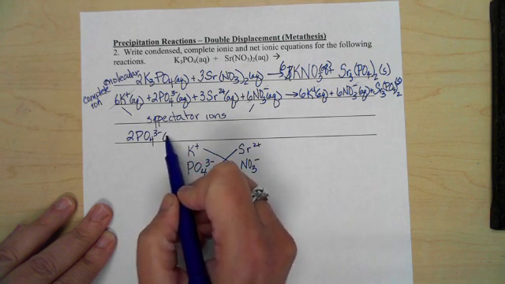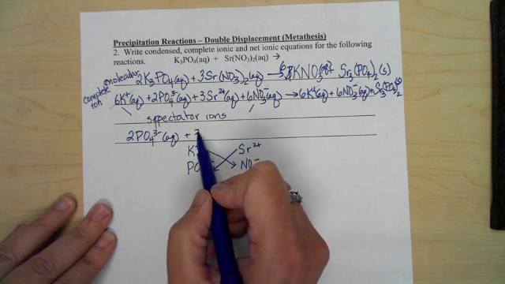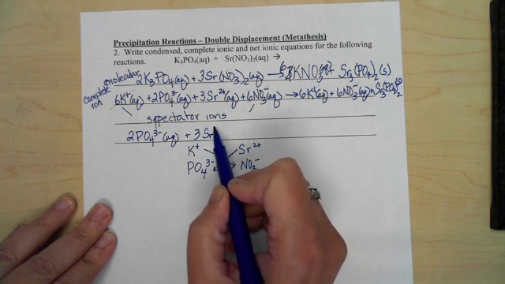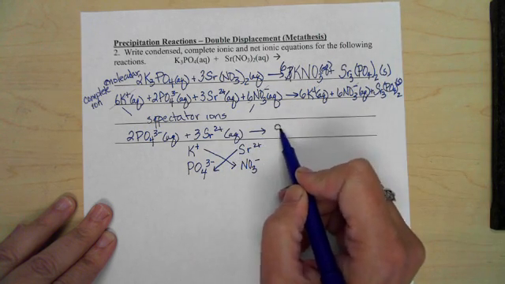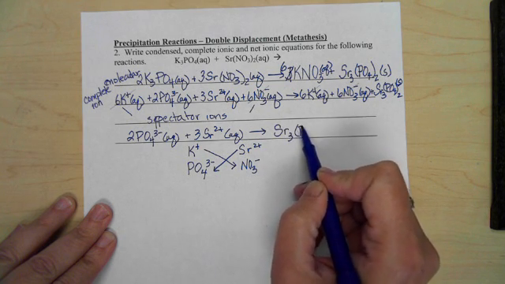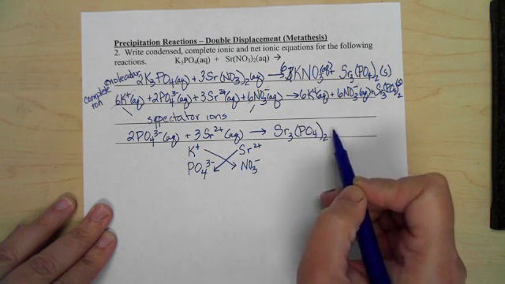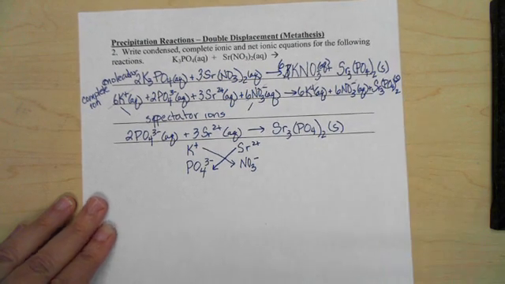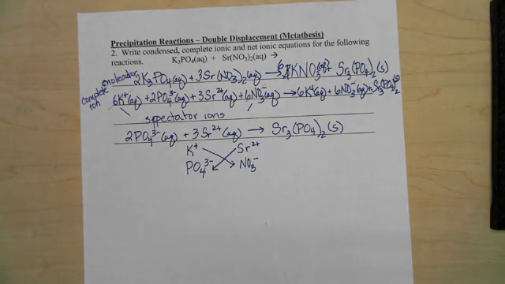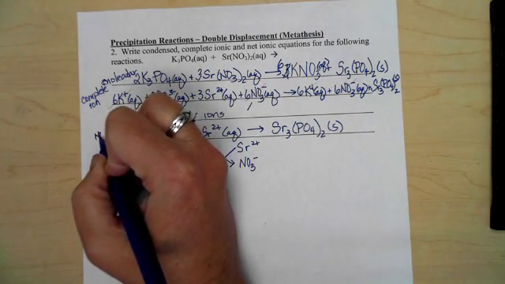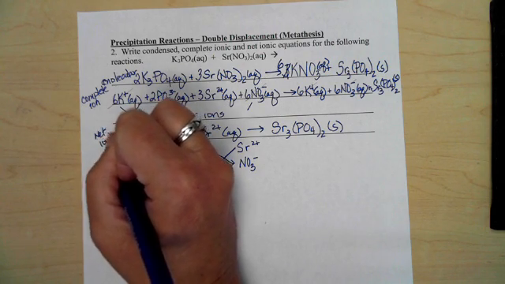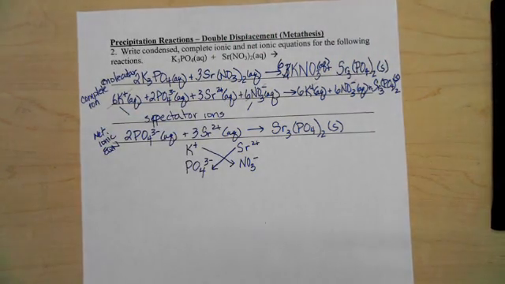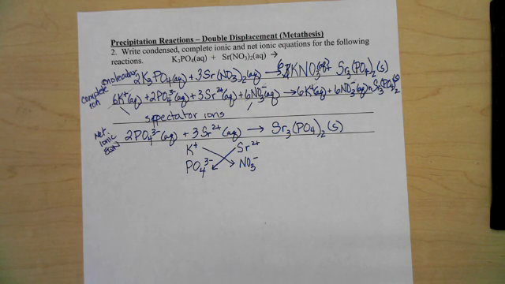2PO4 3 minus aqueous, plus 3Sr 2 plus aqueous, yields Sr3(PO4)2 solid. This gives us a net balanced equation, which tells us what is actually going on in the reaction. This is the species that forms the insoluble salt or the solid.